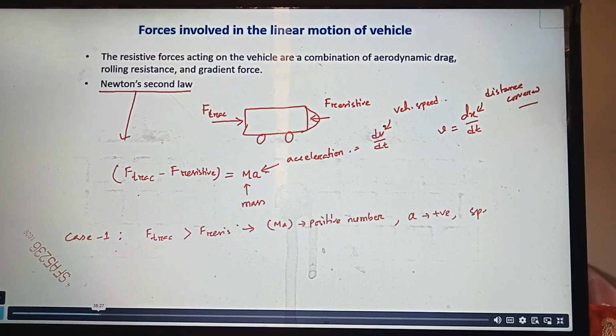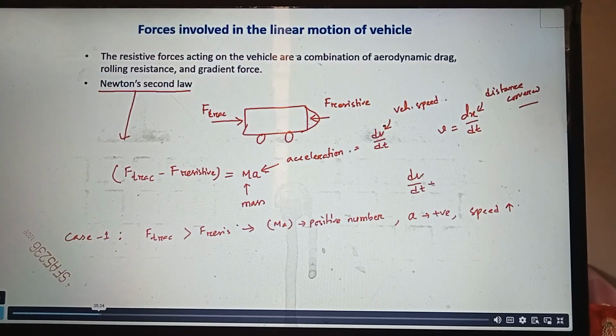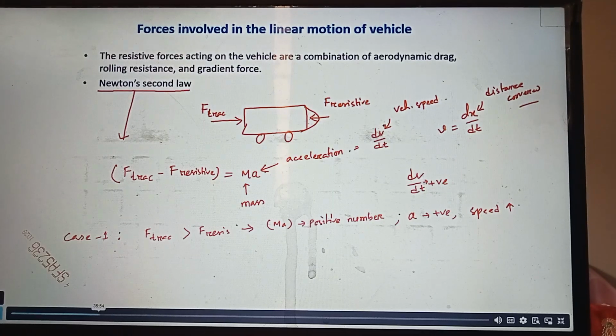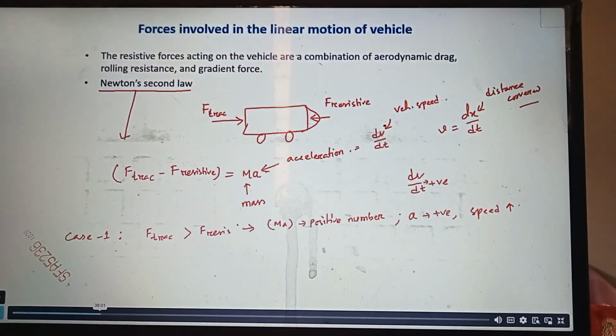That means speed will keep on increasing, isn't it? A positive means dv/dt positive. So dv/dt positive means dv has to be positive, because we know time can never be negative. Time has to be always positive, right? So acceleration positive means speed will keep on increasing. Okay? So if someone asks you, if I want to accelerate a vehicle, what do I have to do? We have to apply more tractive force than the resistive force. Okay?